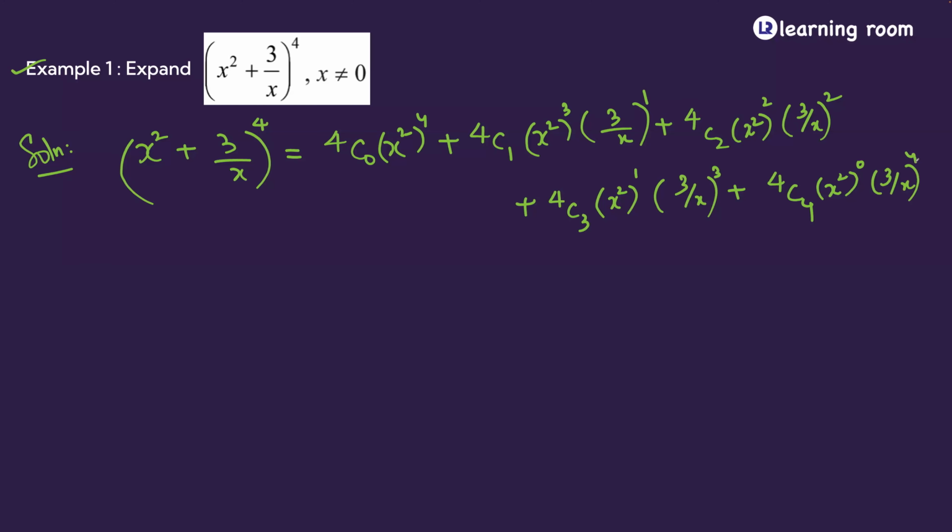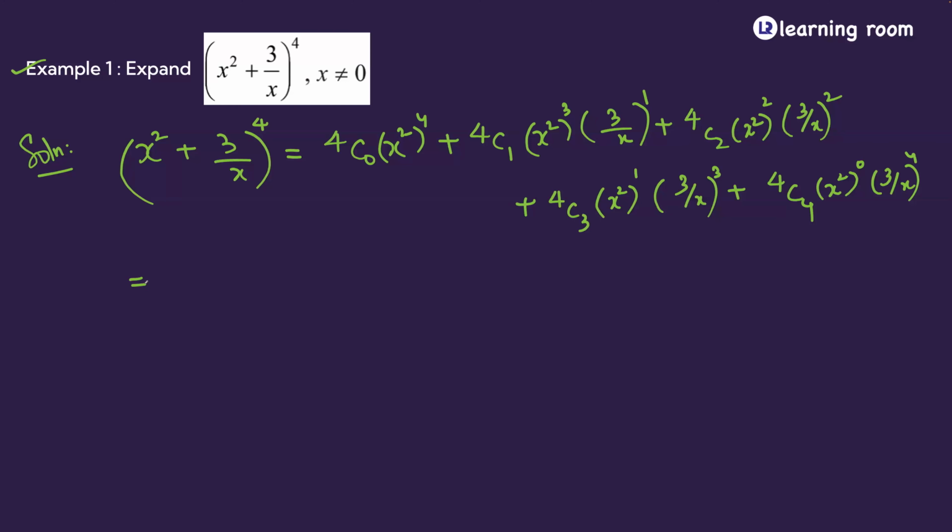So how many terms are we expecting? If the power is 4, there should be 5 terms. Do we have them? 1, 2, 3, 4, 5. We have 5 terms. So you need to expand and write it completely. So when they say expanded, you need to find all these values and then write it. You should not leave it like this.